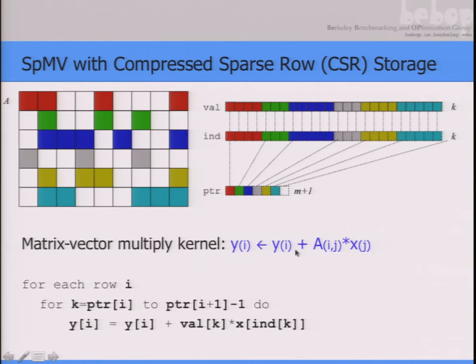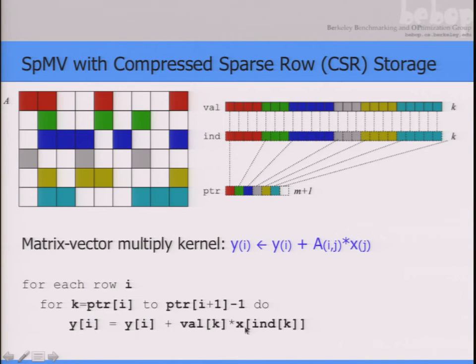They're pretty natural. So for each row, for each entry of the vector y, I need to compute the dot product of the ith row of A with x. So I will loop from the beginning of the row to the end of the row, and the pointer array tells me how to do that, from the beginning to the beginning of the next one, minus 1. And so I get the value in the matrix entry, and I multiply it by the corresponding entry of x.